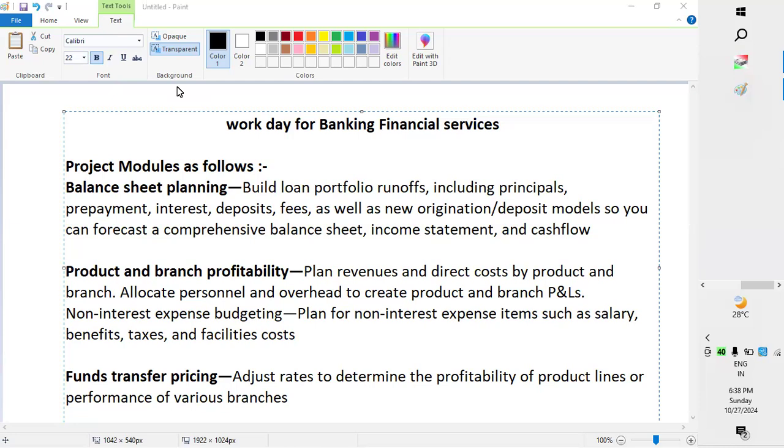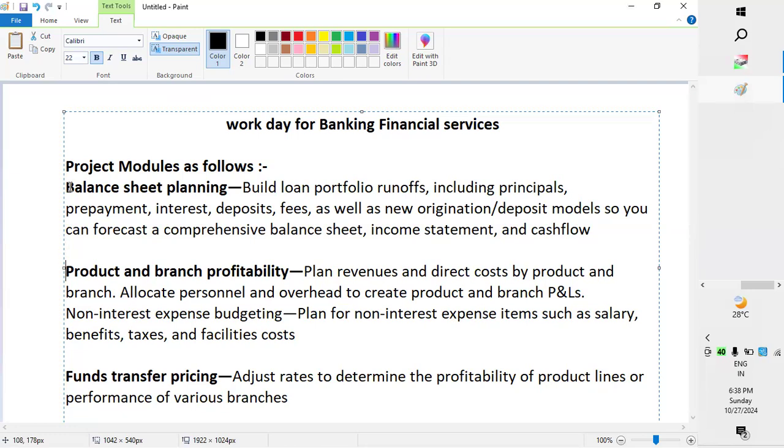Normally in this module, we don't require many changes, as far as my observation is concerned. We don't see many changes in balance sheet planning, because this is something common for any organization. Okay. The next one is about product and branch profitability.